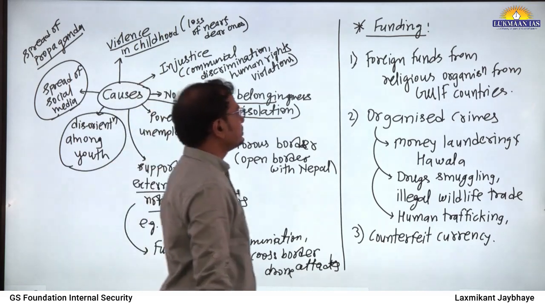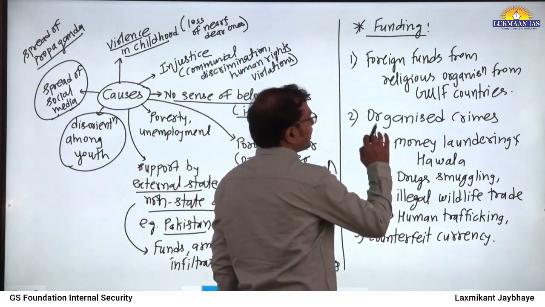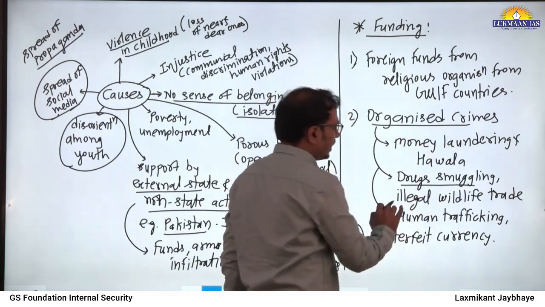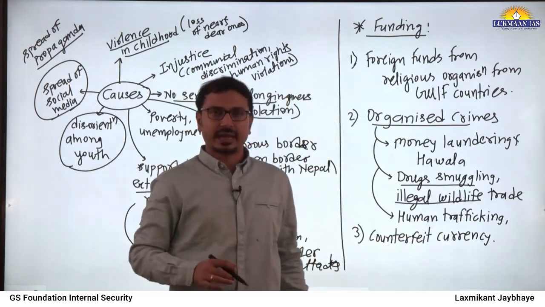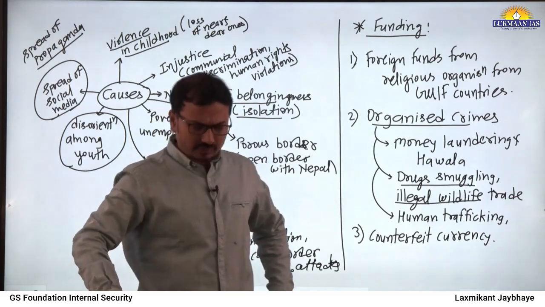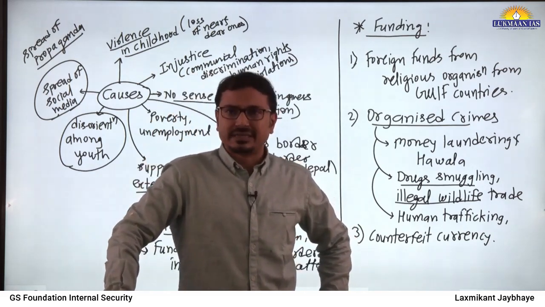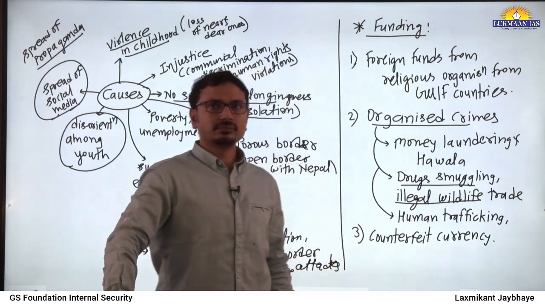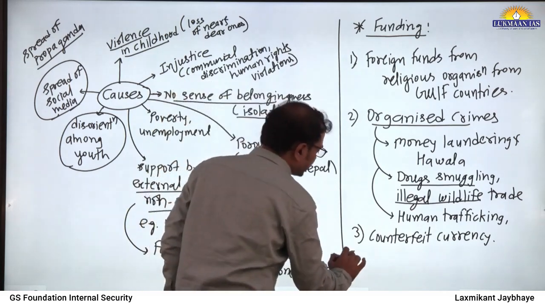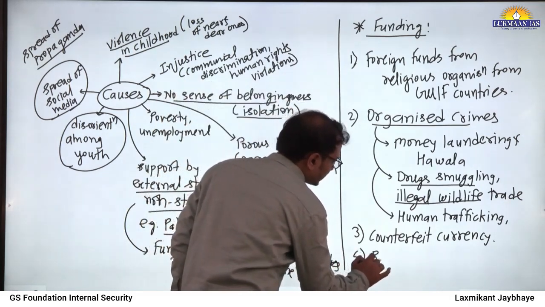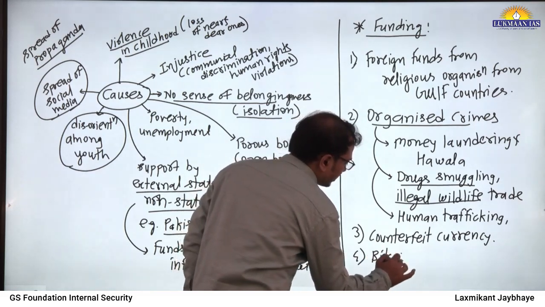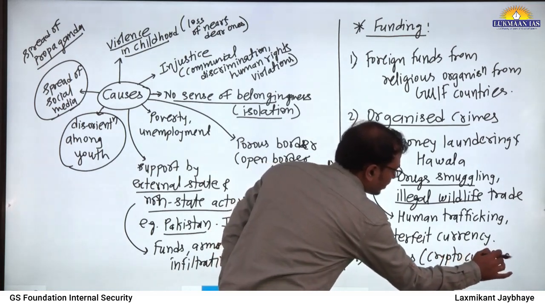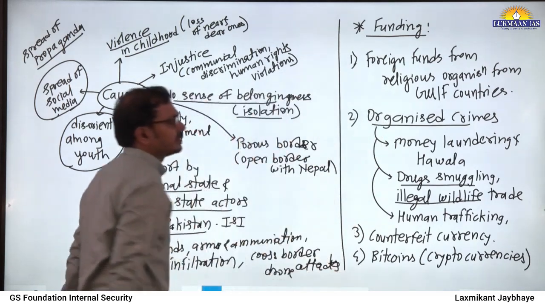Okay, now you understand here the nexus or the linkages with organized crime. So you write here drug smuggling, illegal wildlife trade, like poaching activities, tuskers, illegal trade in exotic species. Yes, nowadays emerging technologies, you mention bitcoins and other cryptocurrencies.